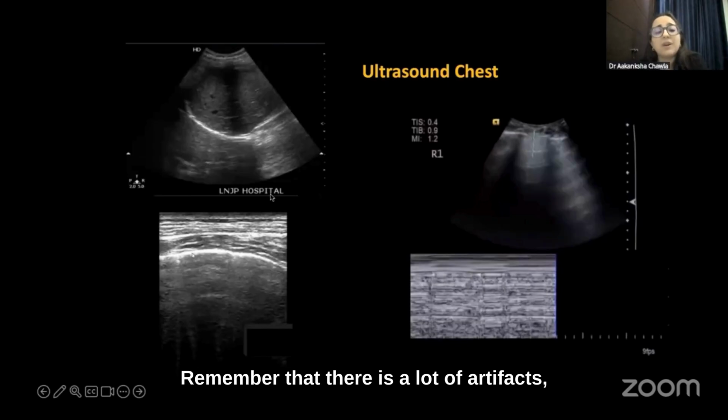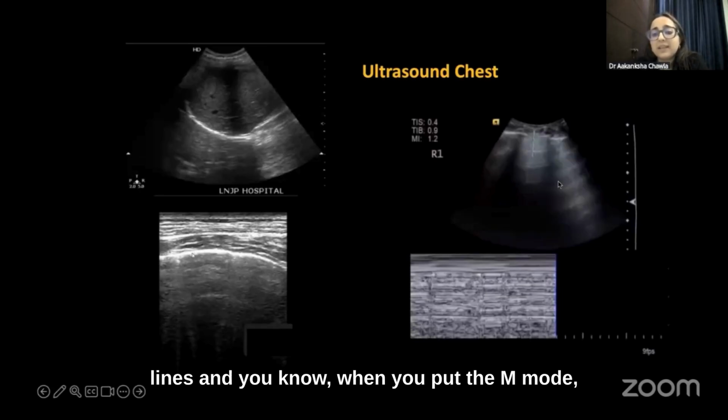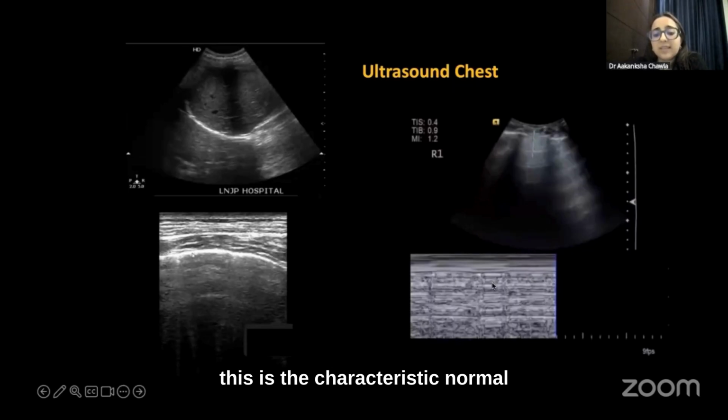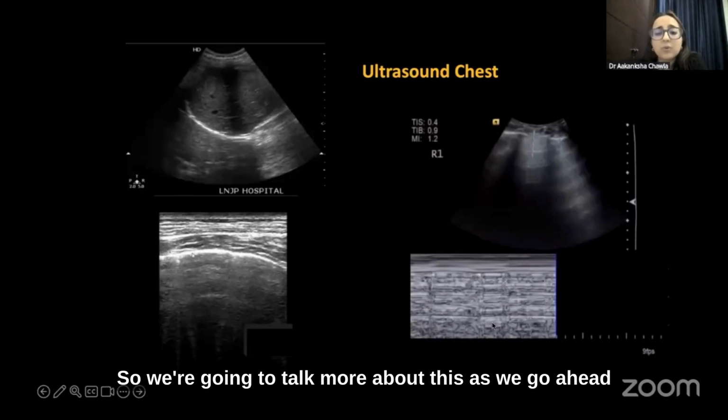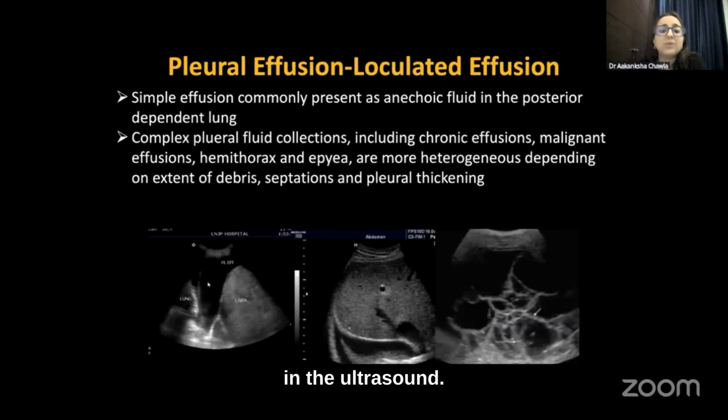Remember that there are a lot of artifacts which are seen on the ultrasound, which is what forms the basis. Then in this, you can see some B lines. And, when you put the M mode, this is the characteristic normal seashore sign. So we're going to talk more about this as we go ahead in the ultrasound.